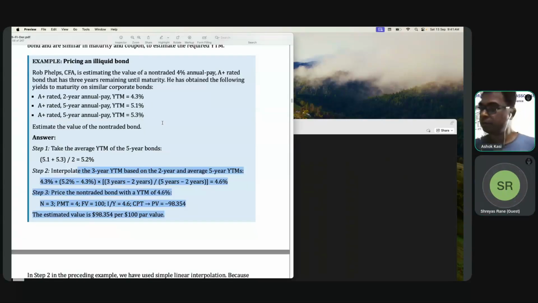Okay. So here, pricing an illiquid bond. It's a very simple one. Don't go by the formula. It is just a common sense and proportional method only.